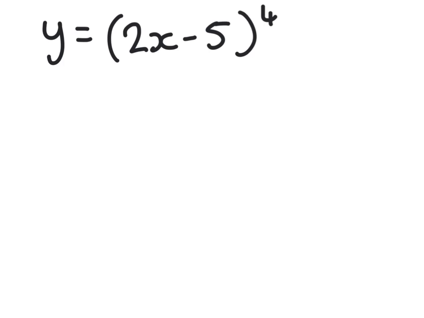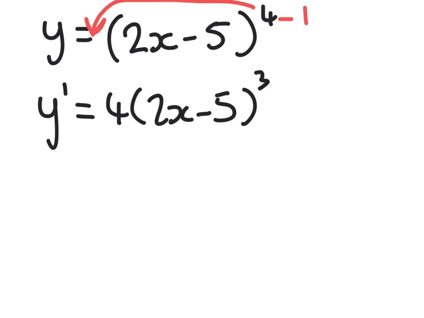Let's say we have our function to be (2x minus 5) to the power of 4, and I'm going to use the chain rule for this. So again, I'm going to differentiate the outer function, and then I'm going to differentiate the inner function, and I'm going to multiply them together. So to differentiate the outer function, I'm going to bring down the power in front and reduce the power by 1. So this 4 comes down in front and gets reduced by 1. So I end up with 4 times (2x minus 5) to the power of 3.